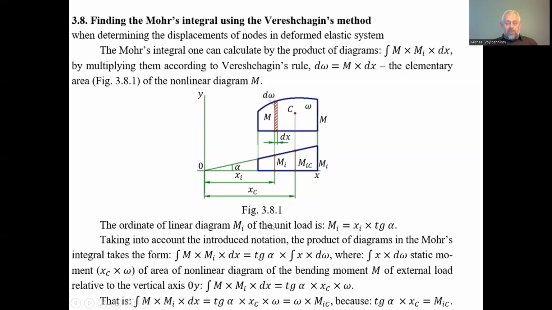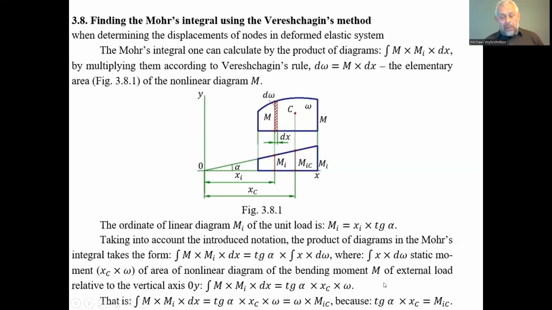So how to explain that? Why does this product correspond to the product of the area of the curvilinear diagram of the bending moment under the action of the external force by the ordinate corresponding to the center of the area of the first diagram, the ordinate of the second diagram? Why does this correspond to the integral of the product of these two diagrams?